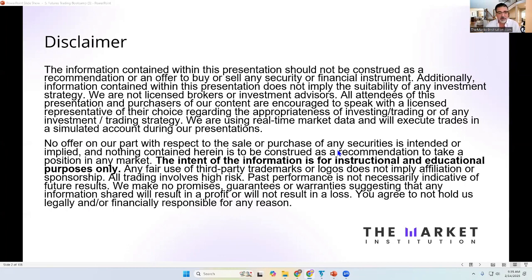All trading involves high risk, and past performance is not indicative of future results. We make no promises, guarantees, warranties, suggesting that any information shared will result in a profit and not in a loss. You agree to not hold us legally and financially responsible for any reason.